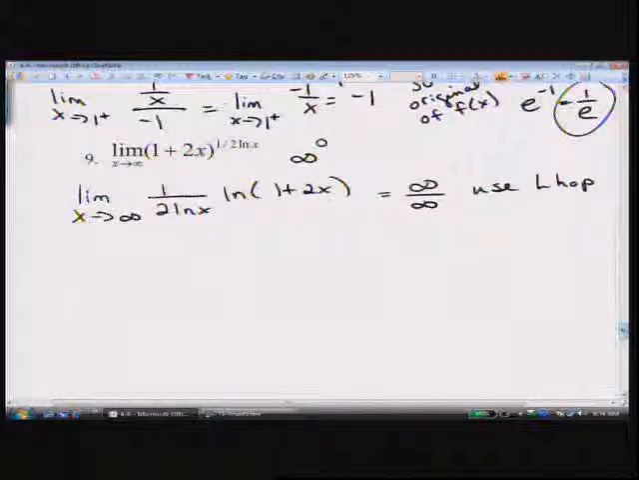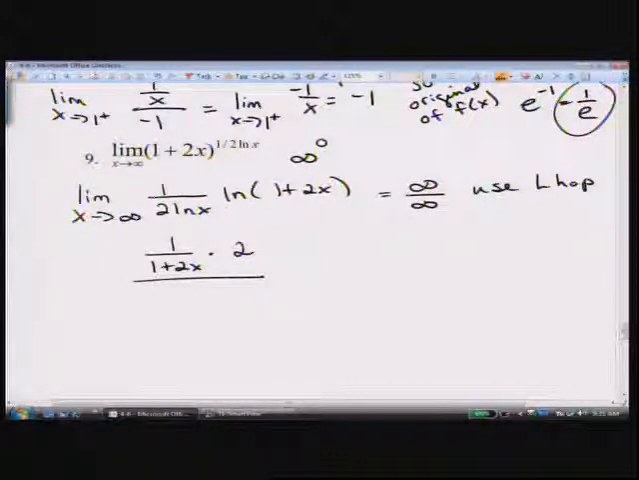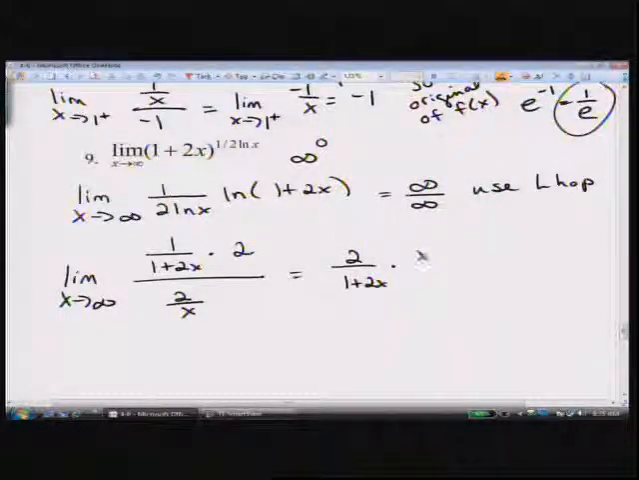Okay, so the derivative of the ln of 1 plus 2x is going to be 1 over 1 plus 2x times the derivative of 1 plus 2x, which is 2, over the derivative of 2 ln x, which is going to be 2 times 1 over x. This is the limit as x goes to infinity. And so I can write this as 2 over 1 plus 2x times x over 2. The 2's cancel, and I get x over 1 plus 2x.